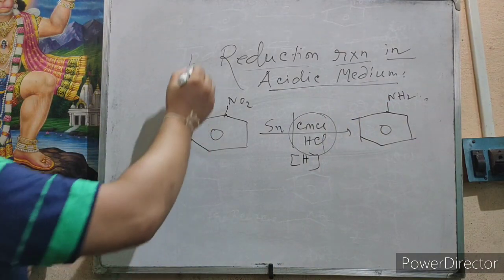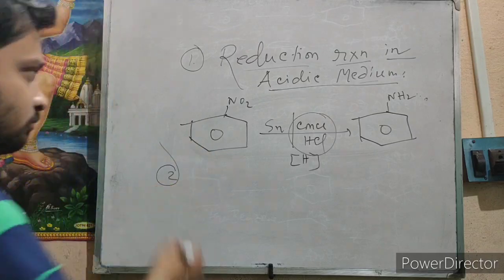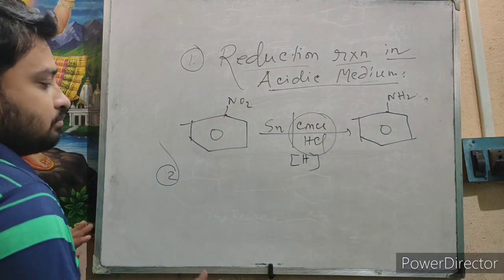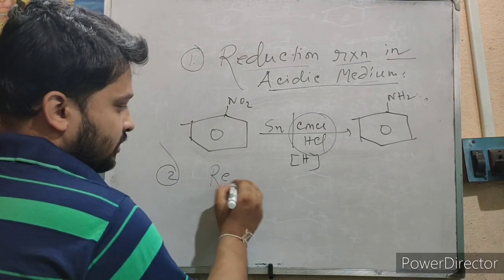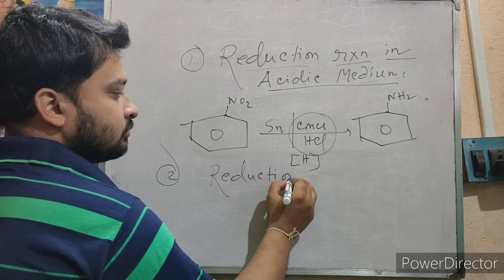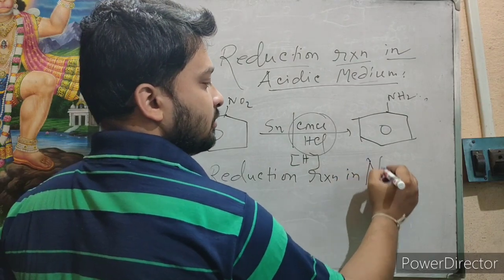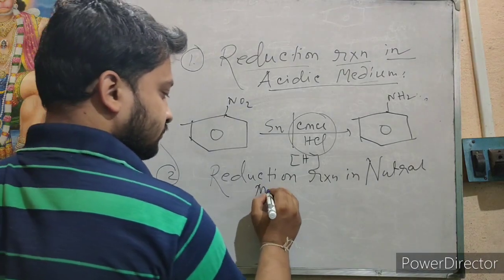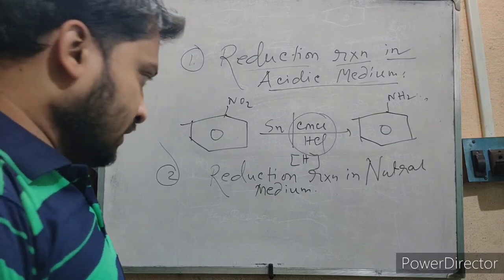This is the number 1 chemical reaction for aromatic nitro compounds. Number 2 is reduction reaction in neutral medium.